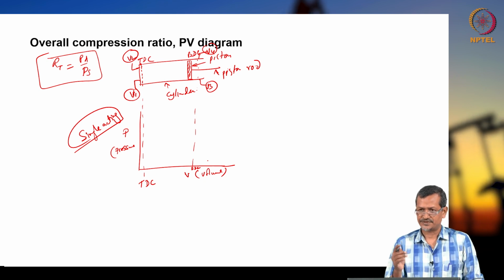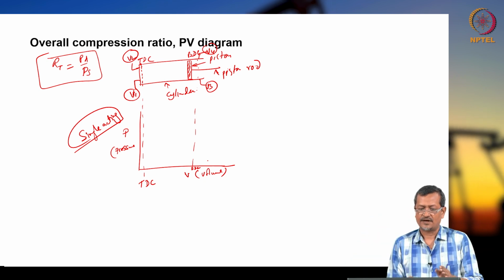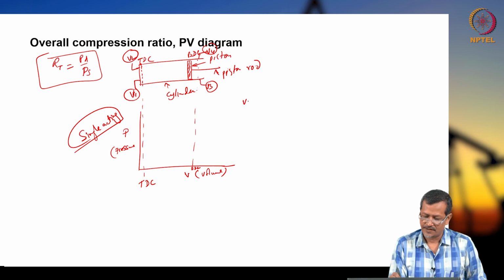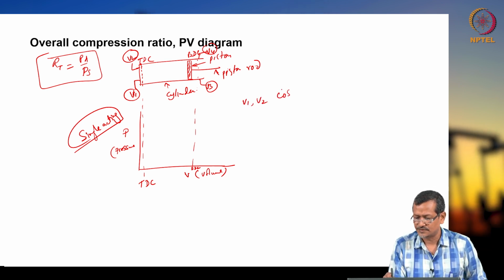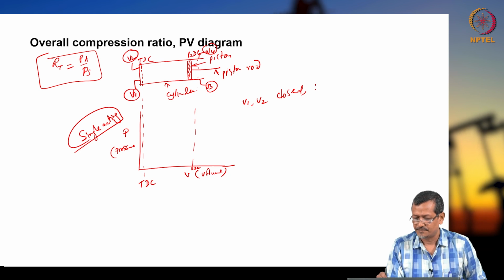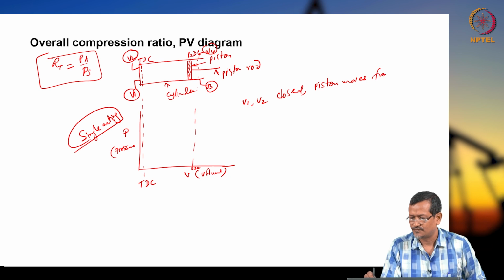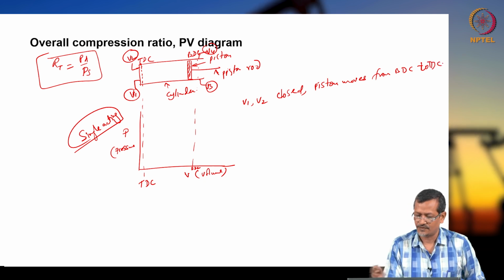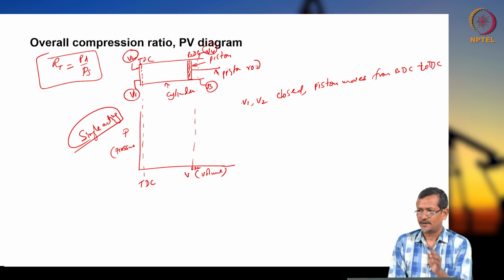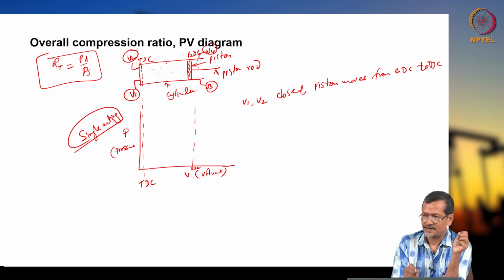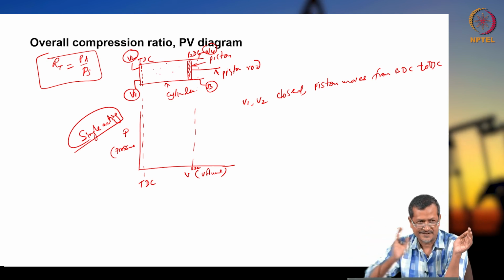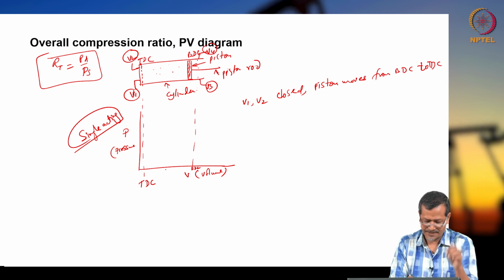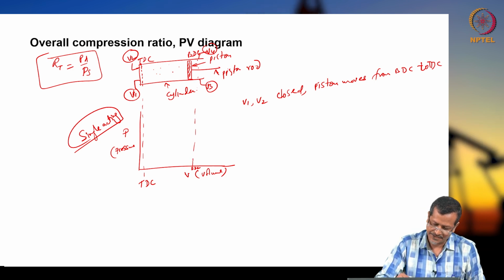Now piston is moving from BDC to TDC, V1, V2 closed, and piston moves from BDC to TDC. So what will happen? The cylinder portion is already gas filled, so actually you are compressing. So compression will be starting. Let us say compression is starting here.